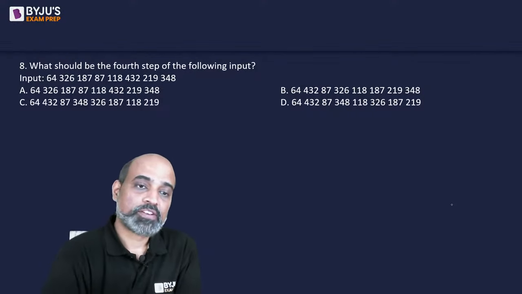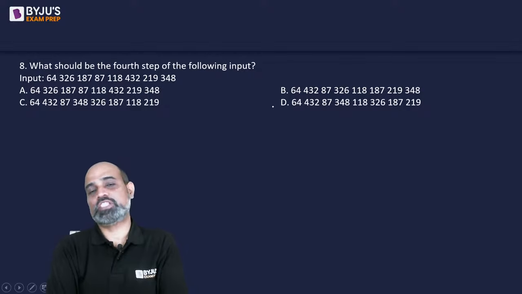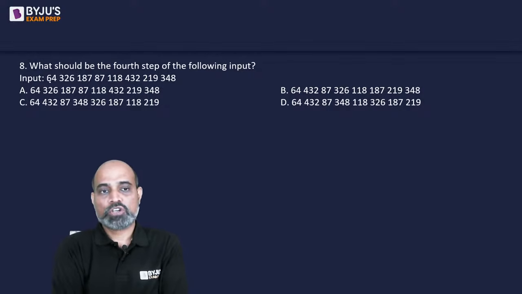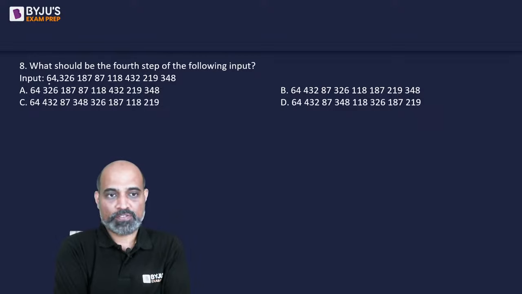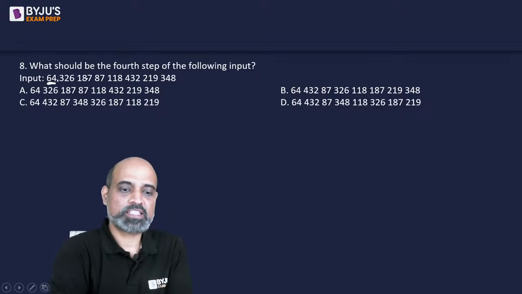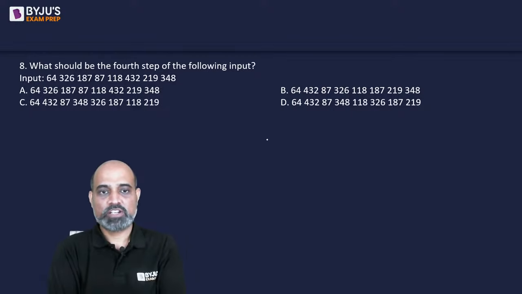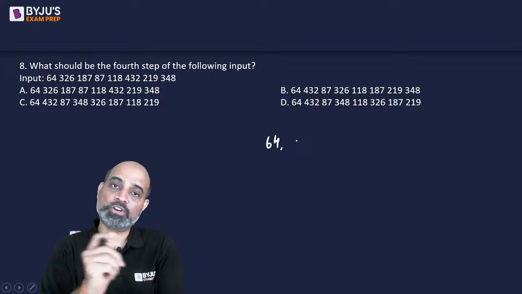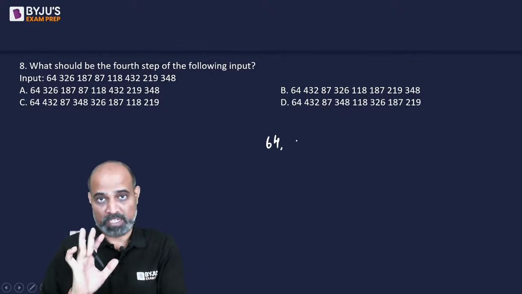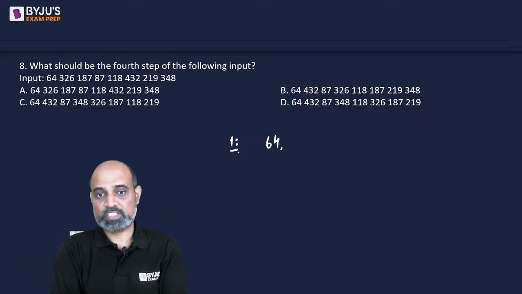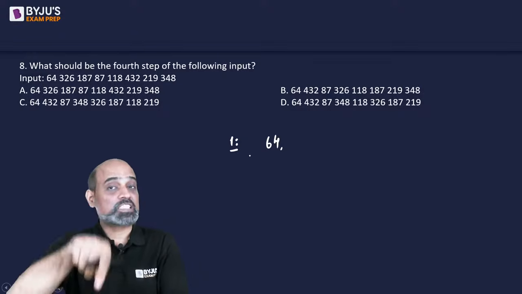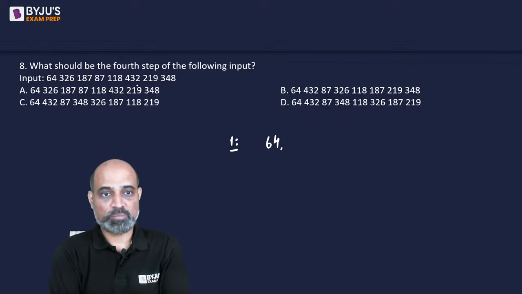So, first question, what should be the fourth step of the following input? Here we have 64 as the smallest number, right? So 64 is already there, so we do not have to disturb that. We are looking at the first step right now. The largest number should come along. The largest number is 432. So 432 comes along. That means every other number shifts.